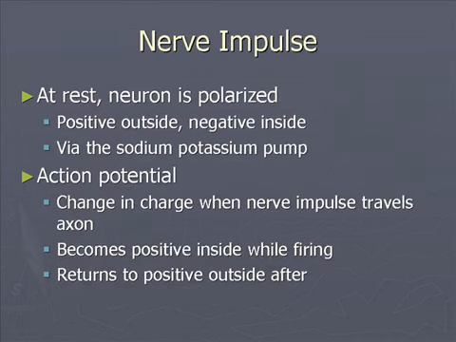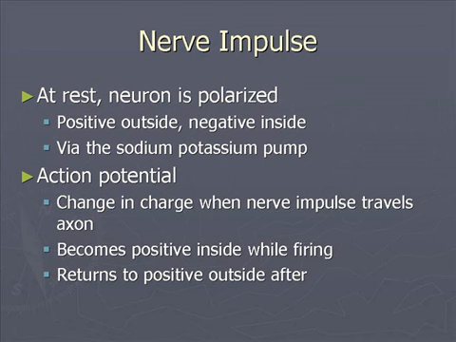A typical neuron is polarized when it's at rest. And this means that there's opposition in charge. So when at rest, a neuron is positive on the outside and negative on the inside. And it gets this way through something called the sodium-potassium pump. This is a pump that will actually pump sodium and potassium in or out of the nerve cell as needed to create this opposition in charge.